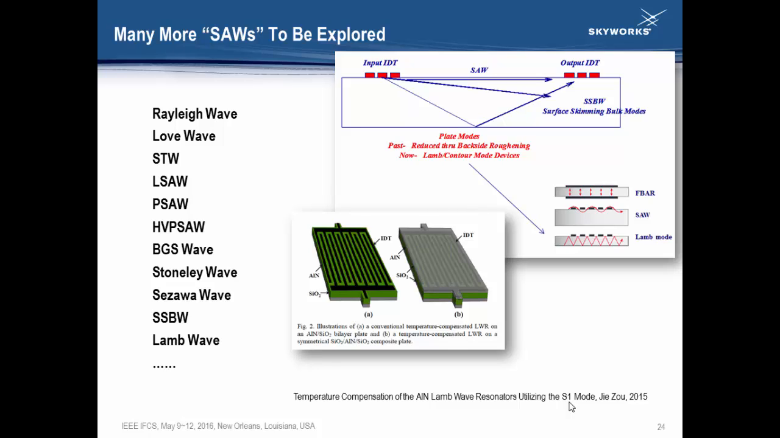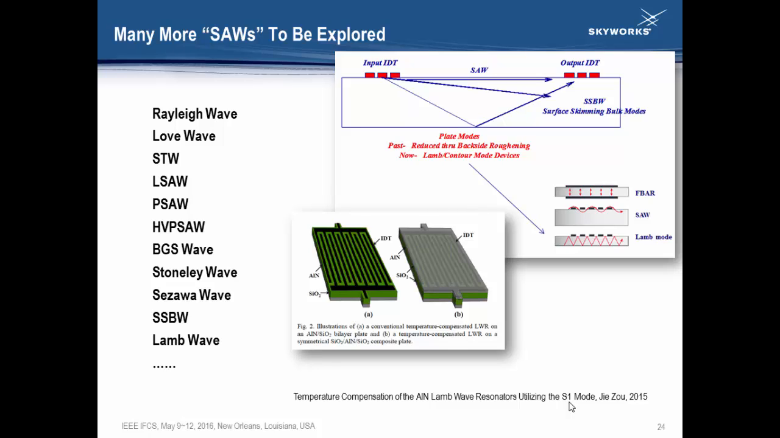Currently, we are only using the Rayleigh wave for lithium niobate, and for lithium tantalate, we're using leaky surface wave. But there are different types of SAW waves that we can exploit in the future to increase the coupling, to have better temperature coefficients, or to increase the velocity. Of course, people are also looking at Lamb mode.